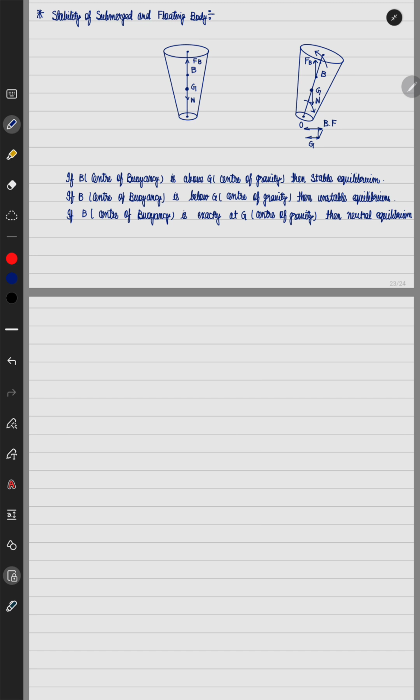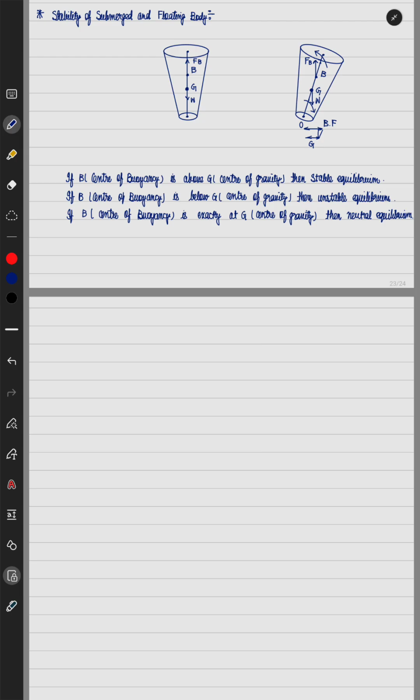There will be no effect of rotation about the axis, and if I tilt the body, it will remain at that position without going back and forth, without getting into its original position, or without getting tilted in the other direction. It will remain at the location at which we leave it.